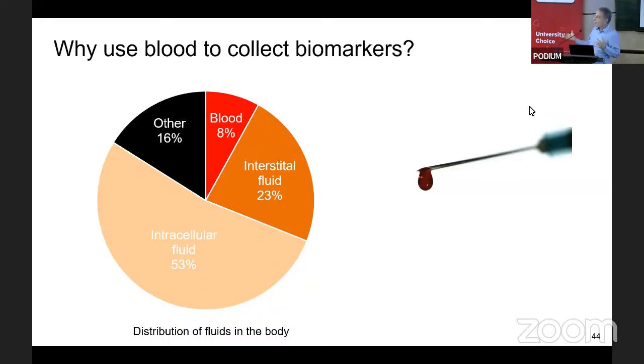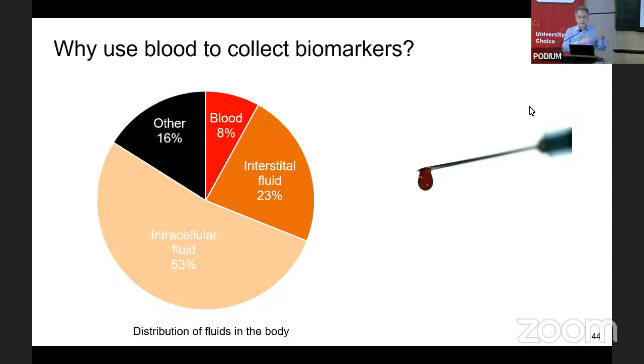If you think about the biomarkers that we measure in medicine, they mostly come from blood. Occasionally saliva or urine, but blood is really the workhorse for getting biomarkers. But blood is only 8% of the fluid in your body. And there's all kinds of other fluid. About half of it is intracellular fluid. That's pretty hard to get. You probably got to kill the cell if you're going to try to access that fluid. But almost a quarter of the fluid in the body is the extracellular or interstitial fluid.